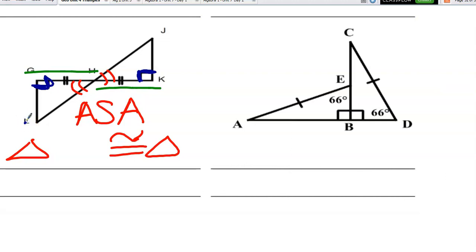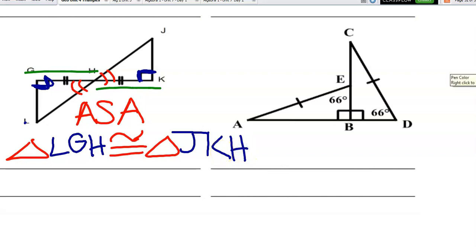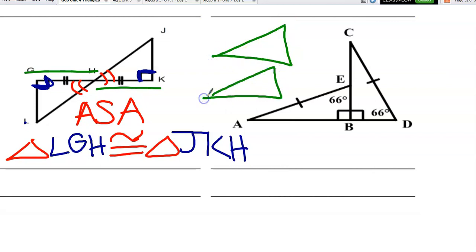So L goes with J. It corresponds with each other. G goes with K. And H goes with H. All right, we're almost there. So let's do this one, and I'm going to redraw them so I can see it better. So I have AEB.